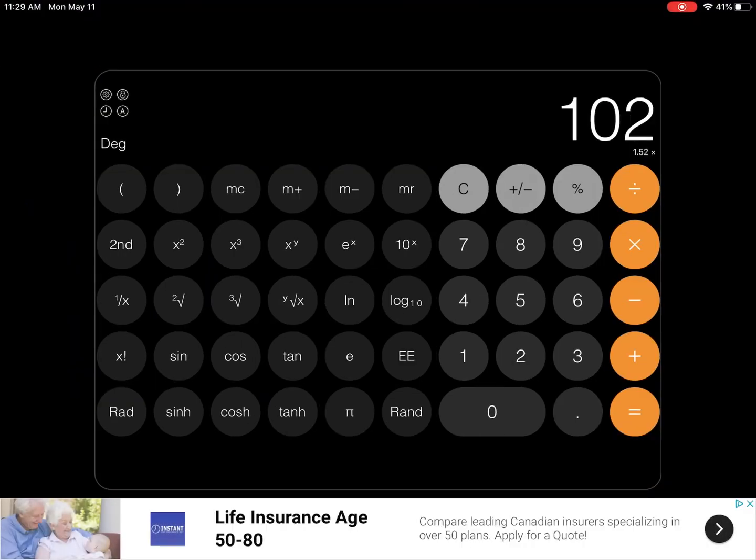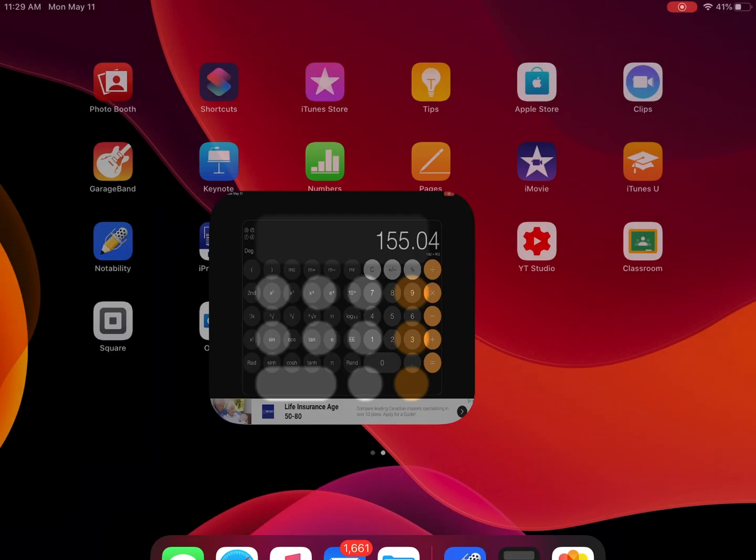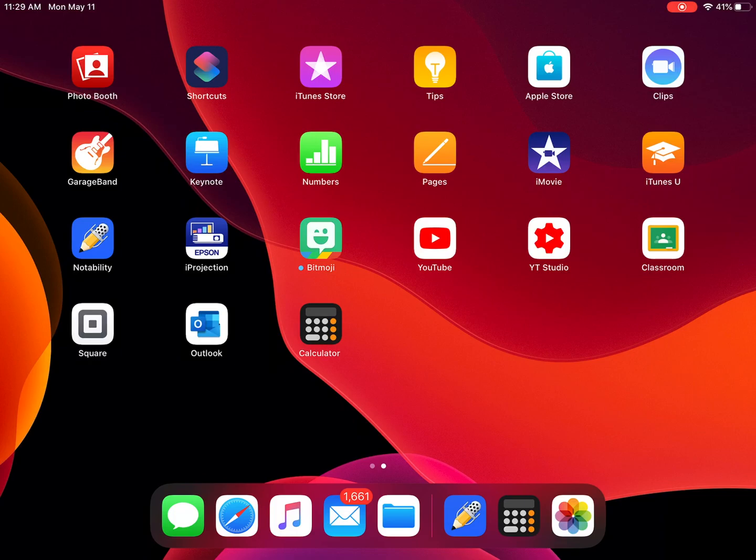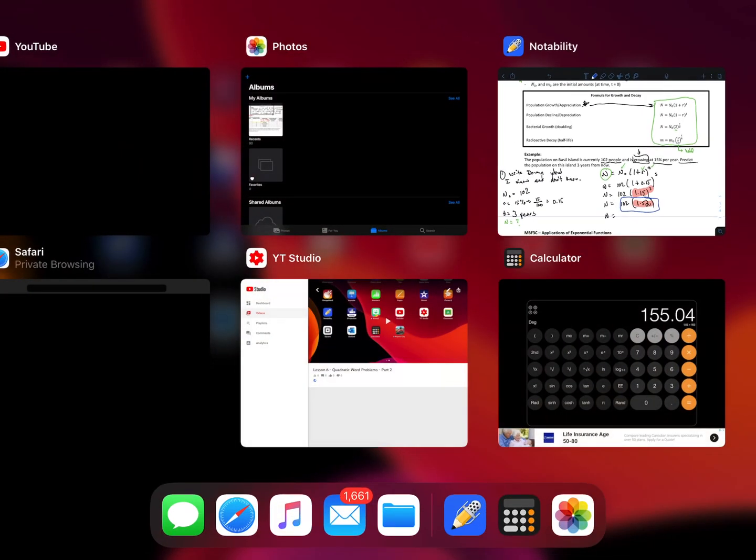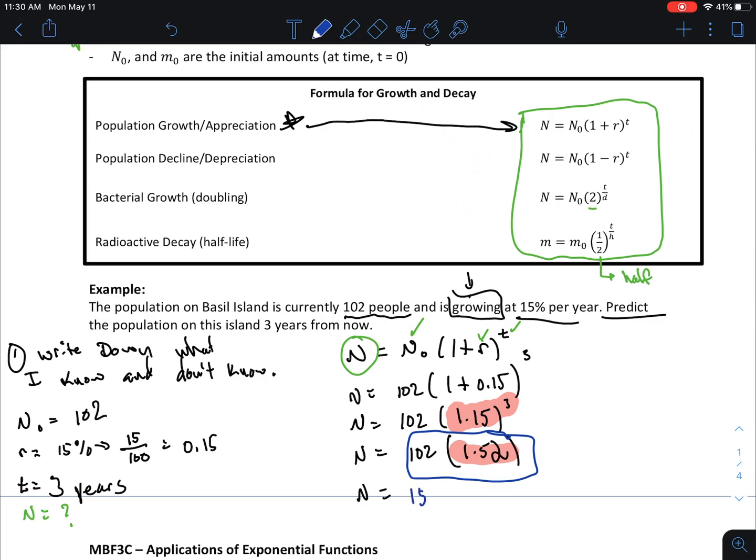Okay, so go to your calculator. You're going to have 1.52 multiplied by 102 was the initial. Yep. Okay, multiplied by 102. There you go. So it should be 155.